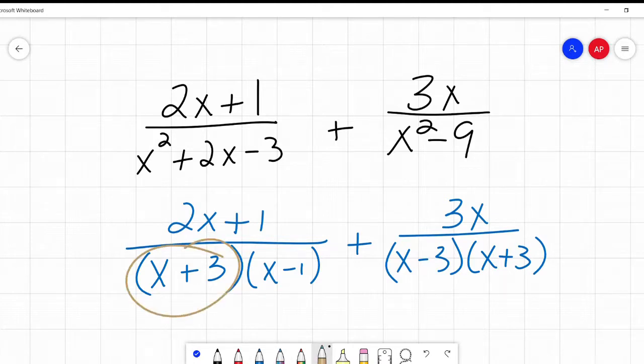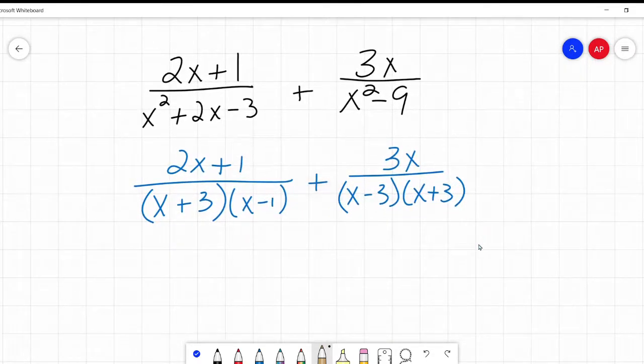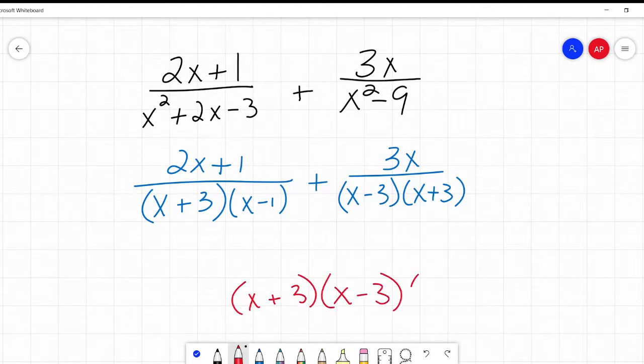Now, if you'll notice, we've got something in common here. We've got an x plus 3 and an x plus 3. So the only things that are not in common are the x minus 1 here and the x minus 3 here. So that's what we need to multiply on the other side, those missing pieces, because our new denominator is going to be the combo of them. It's going to be x plus 3 times x minus 3 times x minus 1. Yes, that is our full combo.